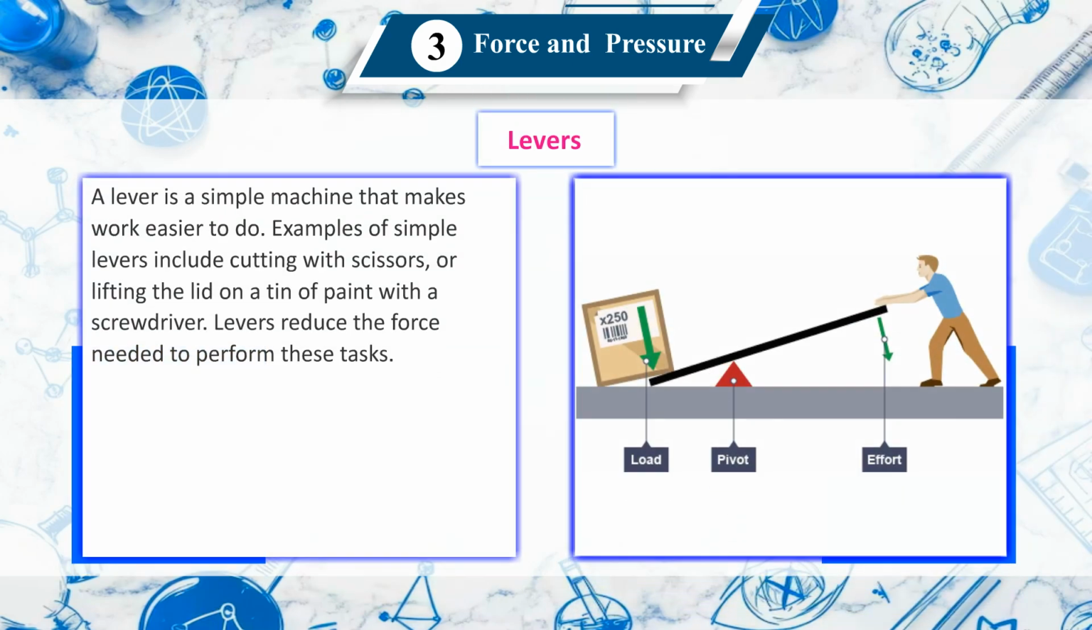Levers. A lever is a simple machine that makes work easier to do. Examples of simple levers include cutting with scissors or lifting the lid on a tin of paint with a screwdriver. Levers reduce the force needed to perform these tasks.